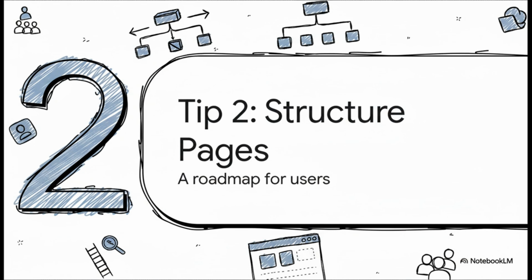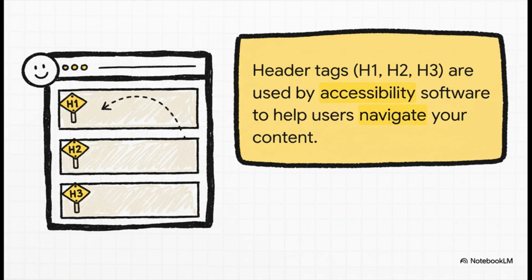All right, that brings us to our second tip, page structure. This is a big one. You see, for someone using assistive tech, a well-structured page is like having a perfect, easy-to-read map. But a page with bad structure, it's like being dropped in a city with zero street signs. Total chaos. So what are those street signs on your website?